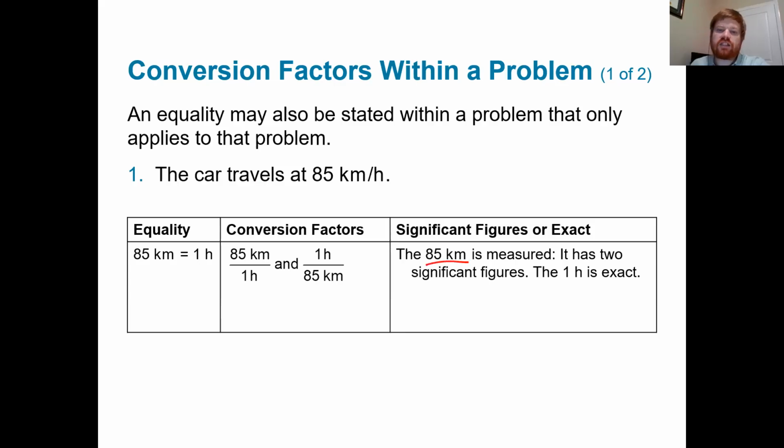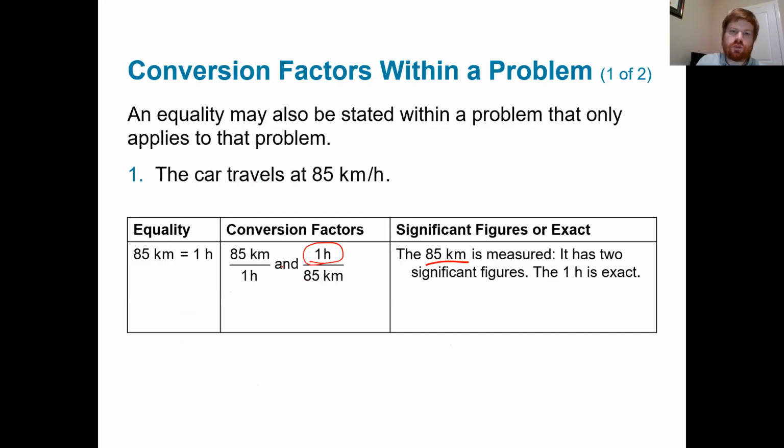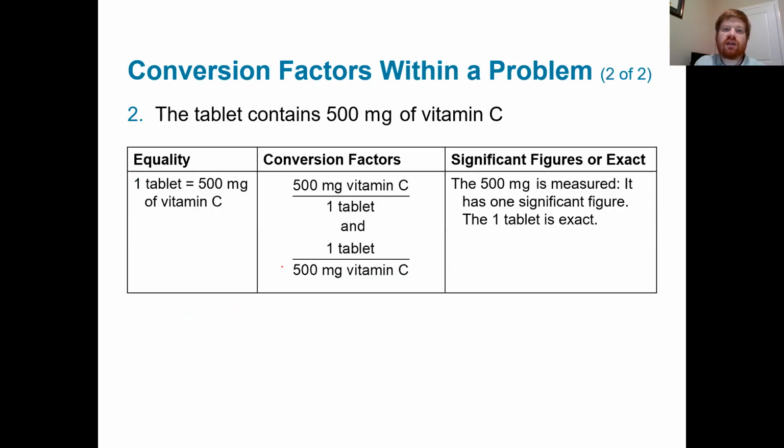Note here, of course, these are not exact numbers. The 85 kilometers has to be measured. Now the 1 hour is assumed to be exact because you're counting, you're not measuring this 1 hour, you're measuring the 85 kilometer distance here. So just keep in mind that also goes back here, 39.4 inches per 1 meter. This 1 meter is exact. The 39.4 though, on the other hand, has 3 significant figures in it. All right, so that's how you can identify a conversion factor that occurs within a problem.